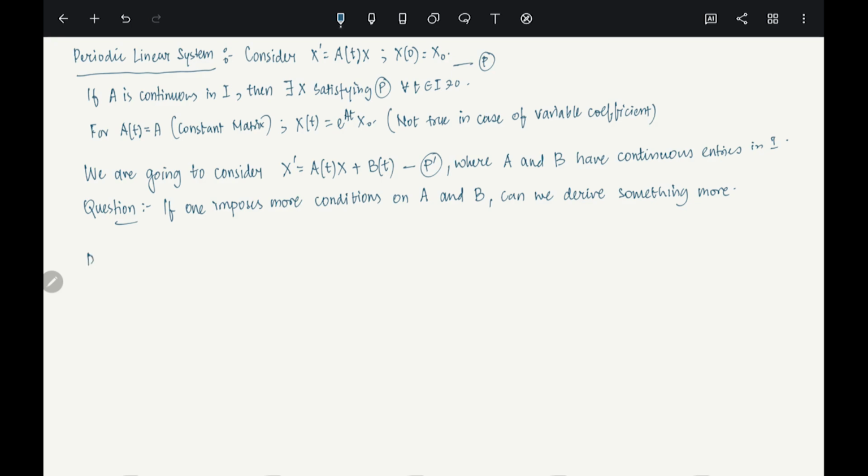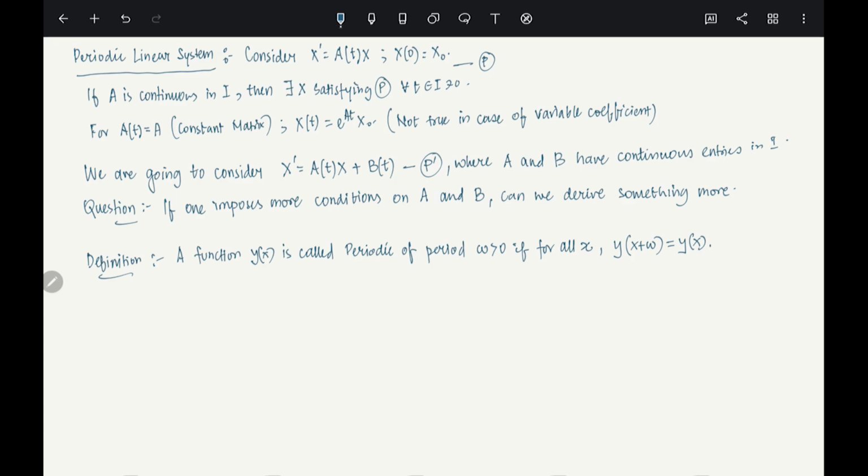First of all, we start with the definition. A function y of x is called periodic of period w, positive, if for all x in the domain of y, y of x plus w equals y of x. Geometrically, it means the graph of y of x repeats itself in successive intervals of length w.